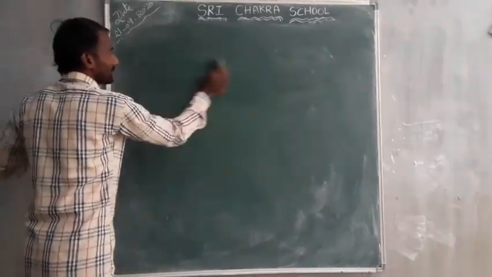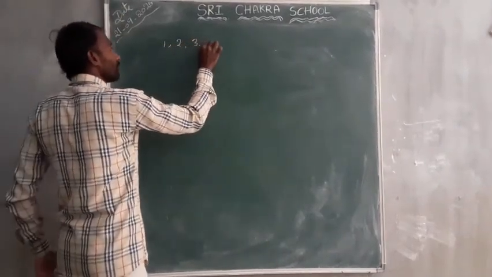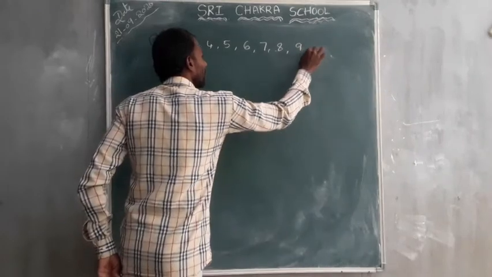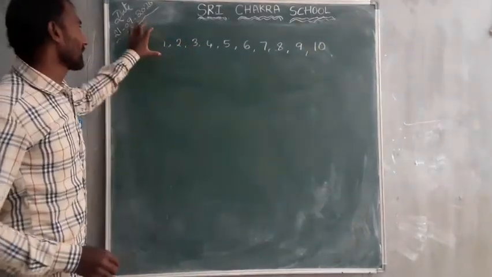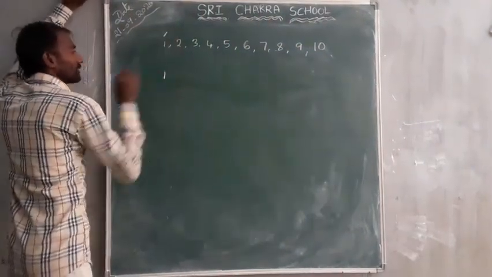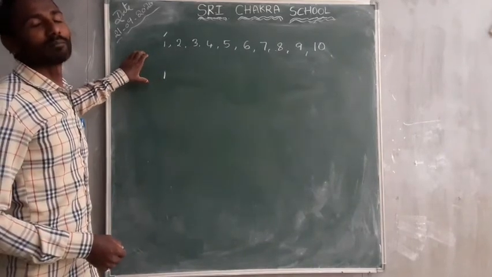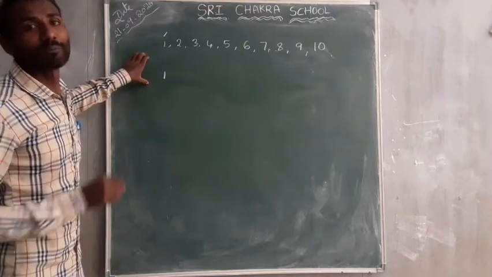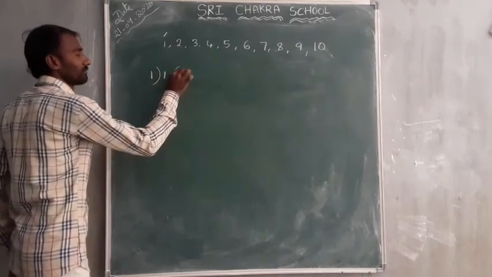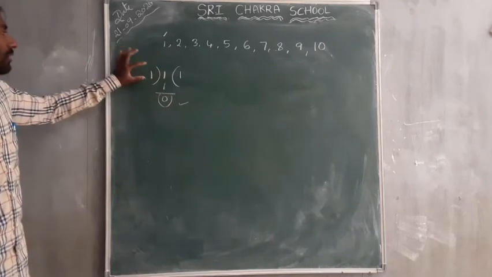Let us take some numbers. 1, 2, 3, 4, 5, 6, 7, 8, 9, 10. Here some numbers are taken. Okay. So let us take 1. 1 is divided by which numbers? With the complete zero remainder. So 1 is divided by only 1. 1 ones are 1. Remainder will be 0. So 1 is divided by 1 only.